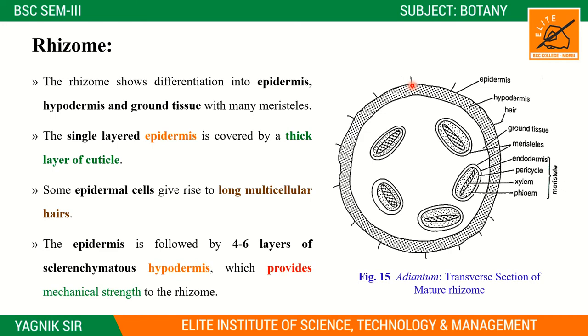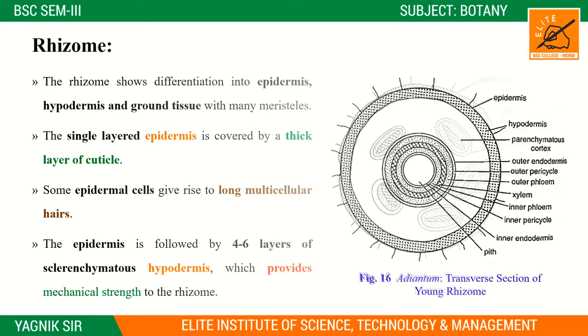So the epidermis is followed by 4 to 6 layers of sclerenchymatous hypodermis. Here is this layer of the hypodermis, right, and this ring of the hypodermis consists of sclerenchymatous cells, right? And sclerenchymatous cells provide strength, the mechanical strength to the rhizomes, right?